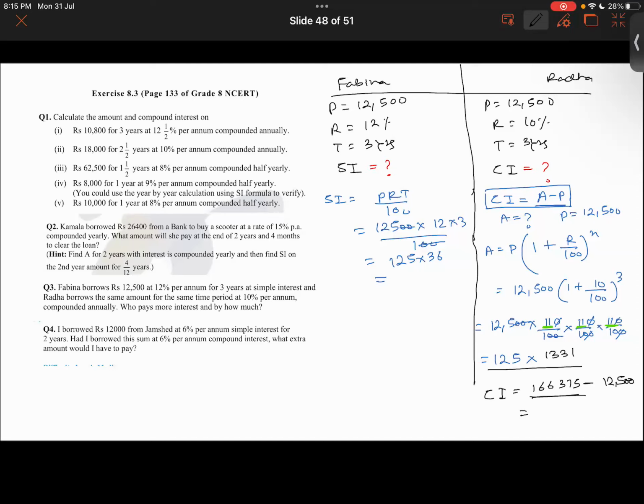So from which value do we have to subtract? We have to subtract 12,500 from this value here.